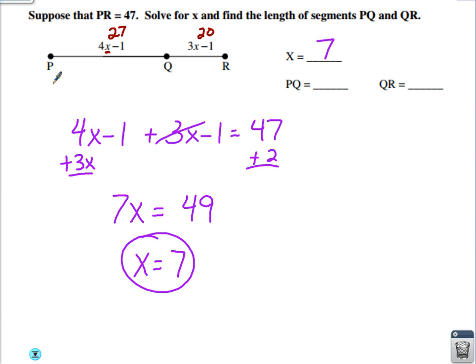They told me in the instructions that the whole thing was equal to 47. Does that check out? Is 27 plus 20 equal to 47? Yes, it is.